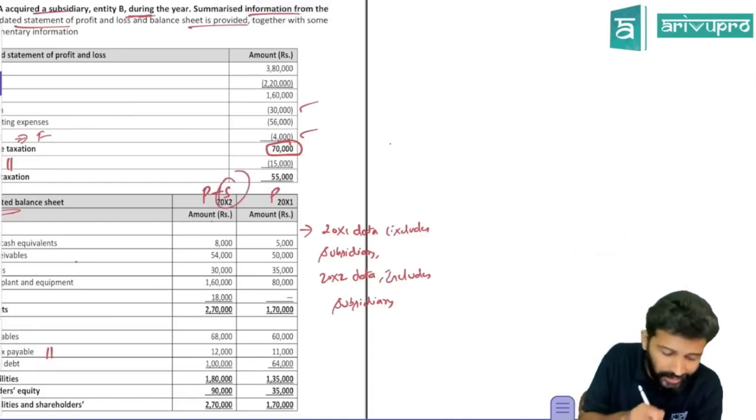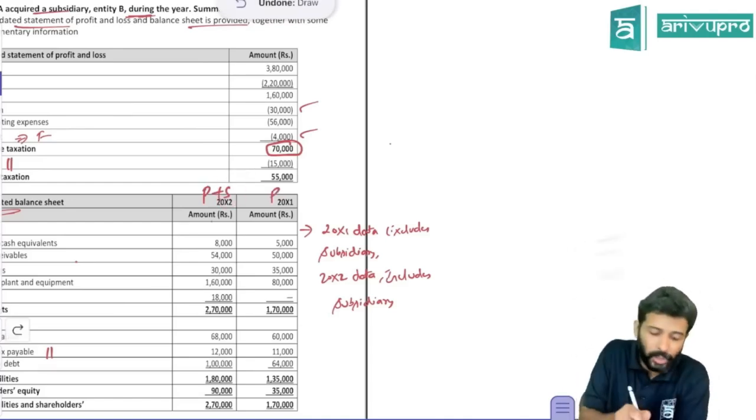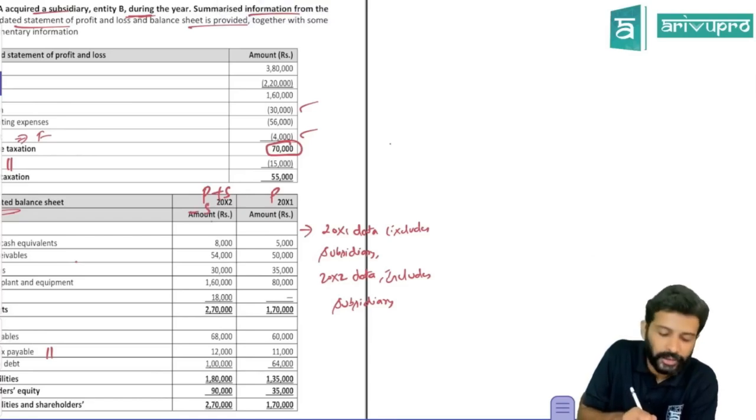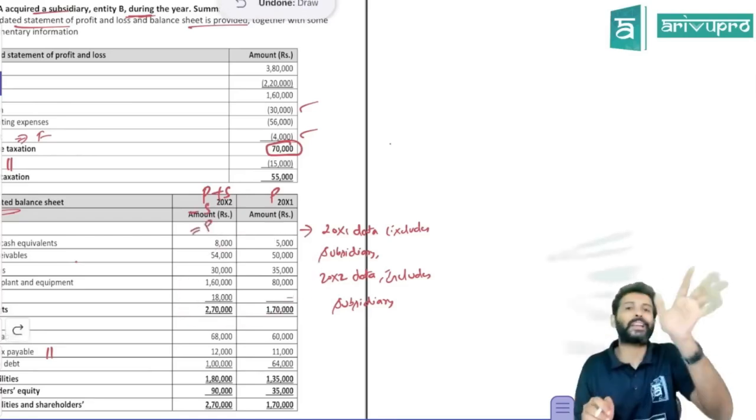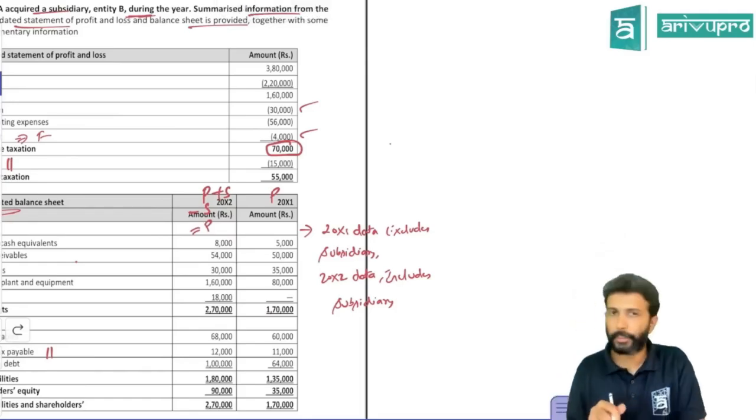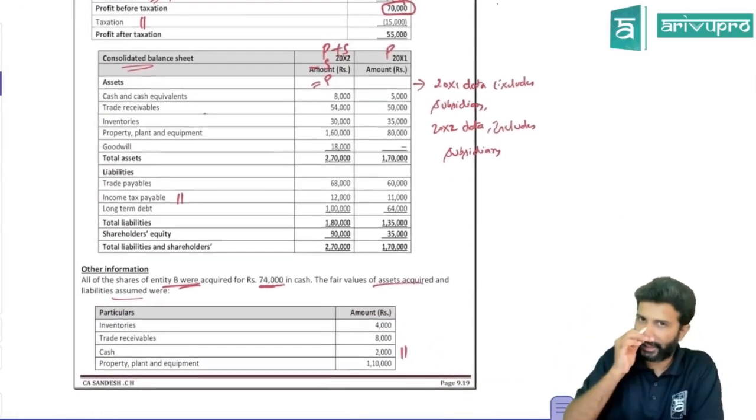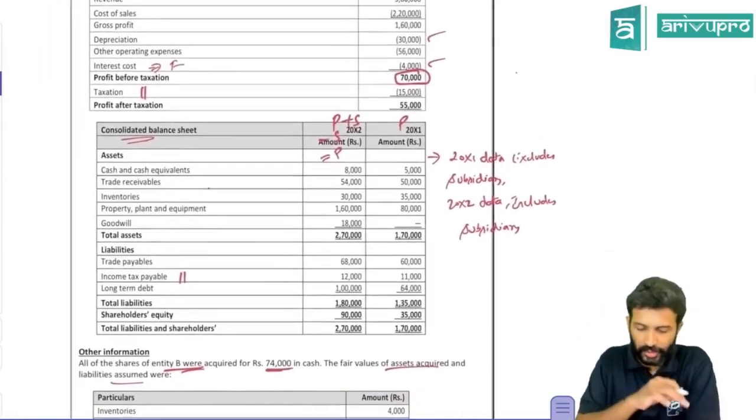So first, whatever data of the subsidiary company is included, you eliminate. From this, you eliminate the subsidiary's data. That means you will only get what? The parent's data. Now you compare and figure out whether it increased or decreased. That's how you need to prepare it over here. That's the only change here. We'll do it one by one.